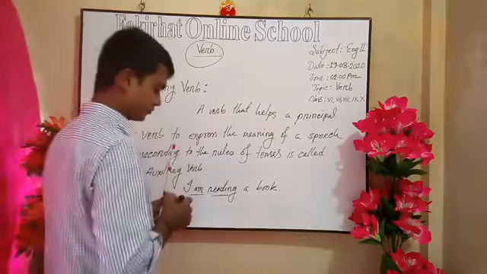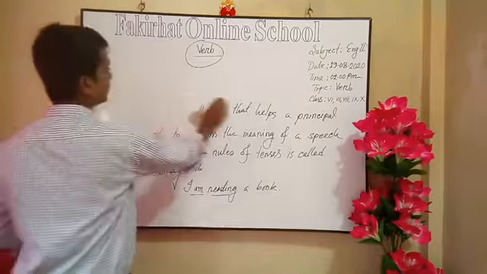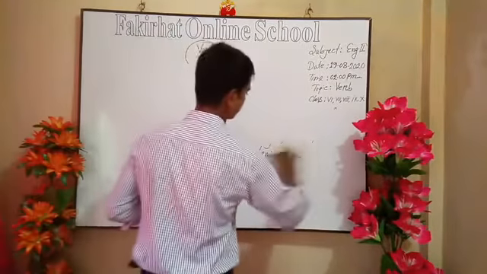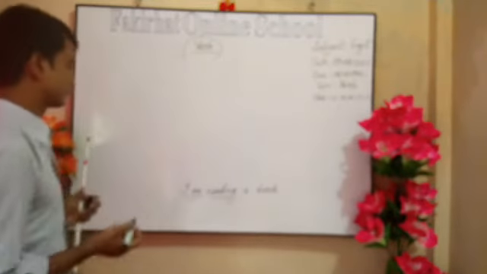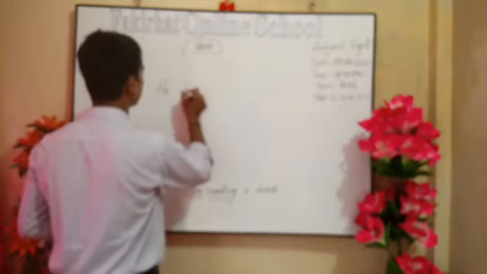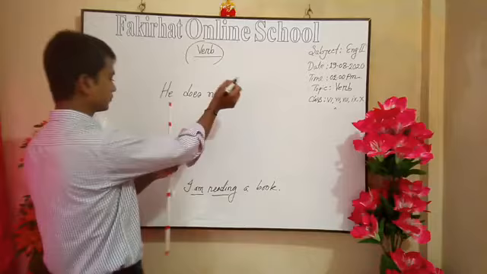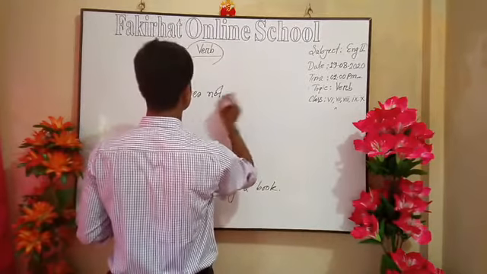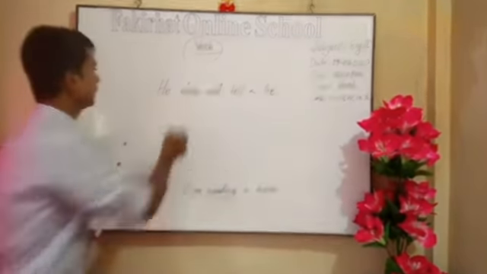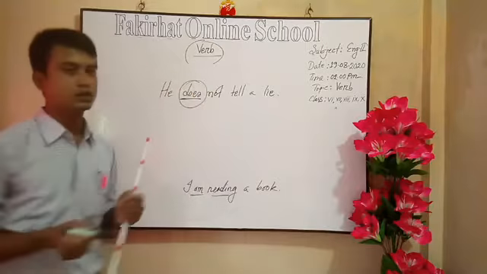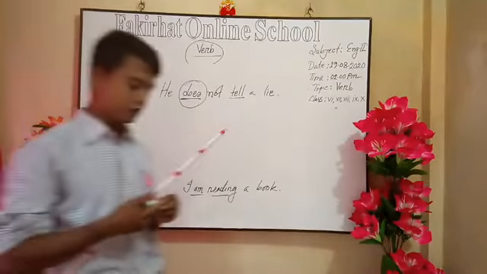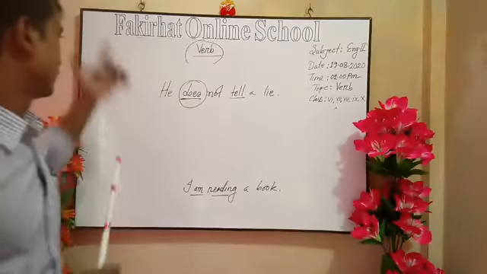Next one, I can erase this. Okay, dear students, he does not tell a lie. Here, this verb is the example of an auxiliary verb. This is principal verb. So I hope, dear students, your concept of auxiliary verb is very clear now.